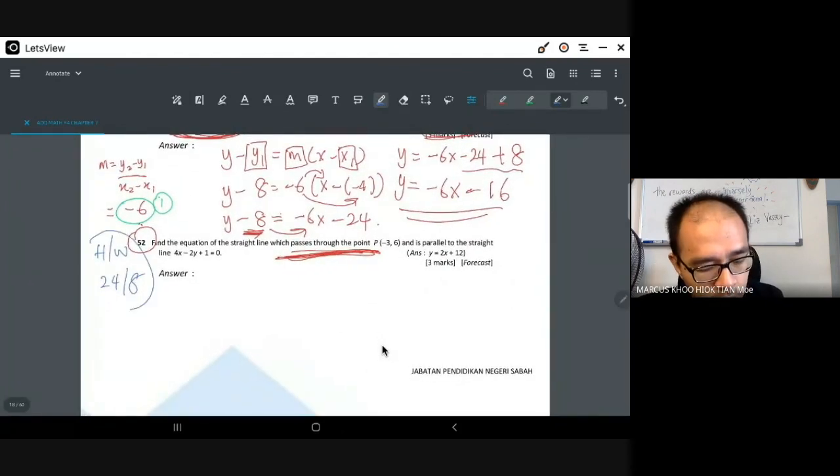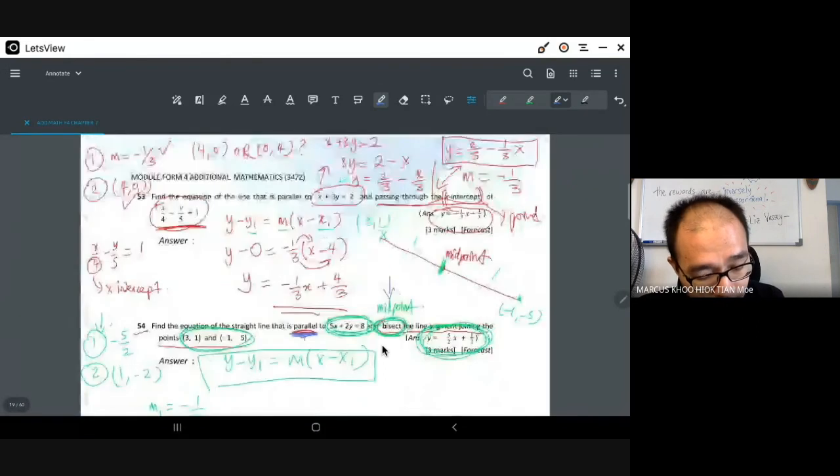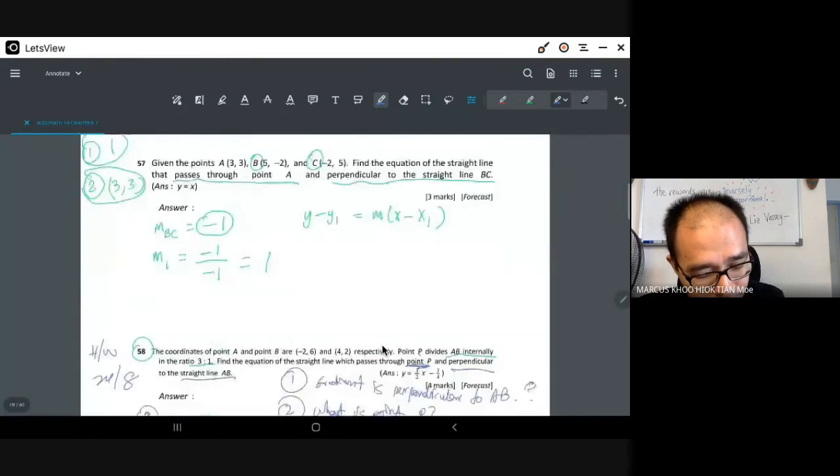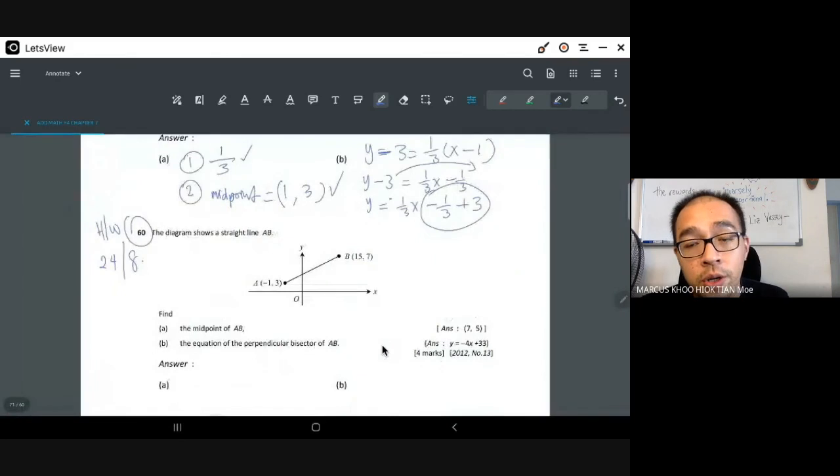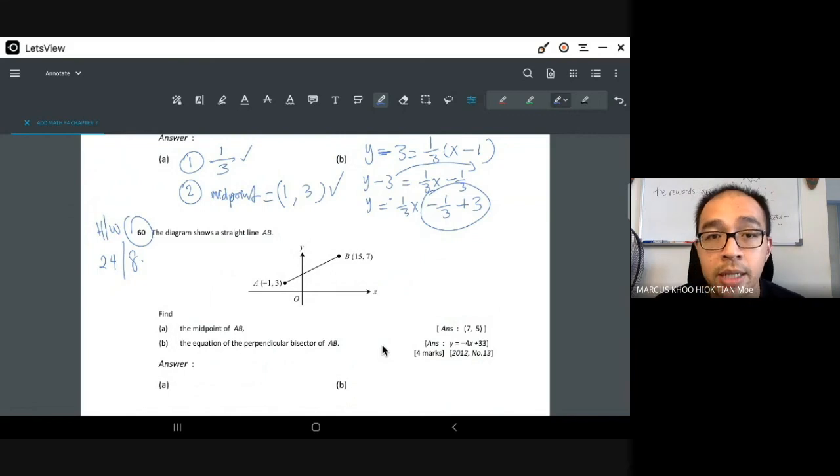So the first question is question 52. The second question is question 58. This is a long question, 4 marks, because there are a lot of steps. And the third question is question number 60. Please complete these questions today and send them in your Telegram channel.